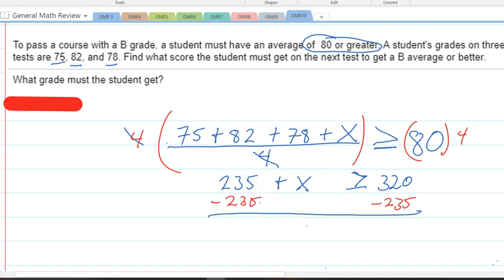The 235 cancels out, giving me x is greater than or equal to 85, which means he has to score at least an 85 or greater in order to keep a B in the class.